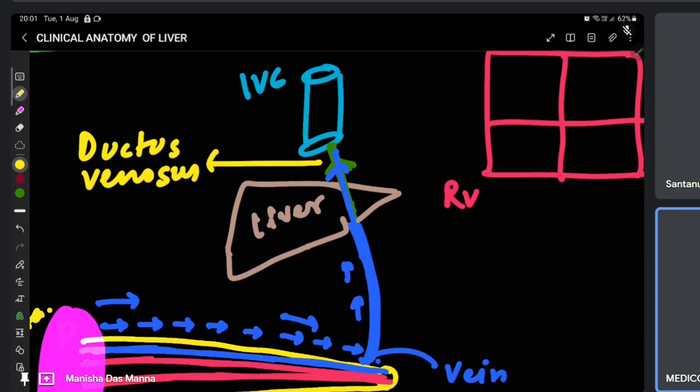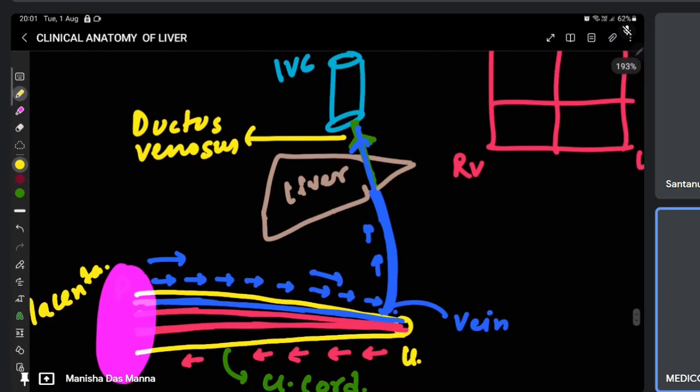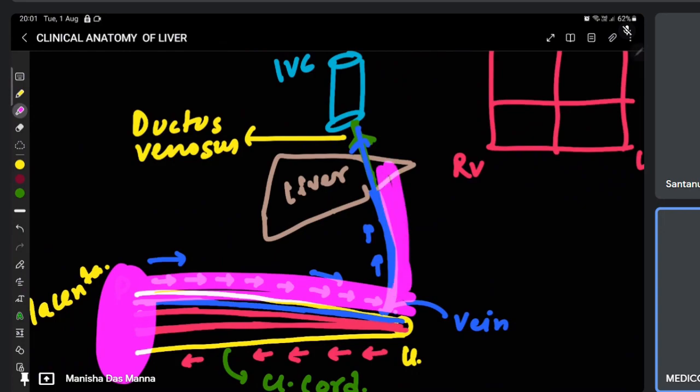So, what is the ductus venosus? The blood comes from the placenta to the umbilical vein, then moves towards the liver, and then from liver to inferior vena cava. At this junction, it is drained by the ductus venosus. This ductus venosus is nothing but a duct at the liver.